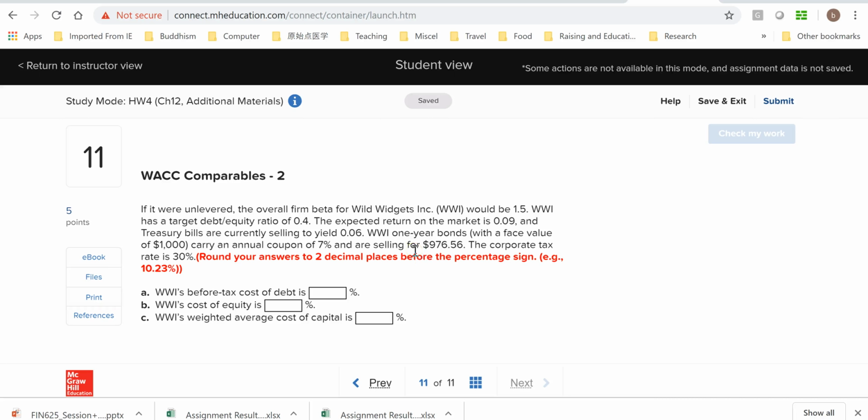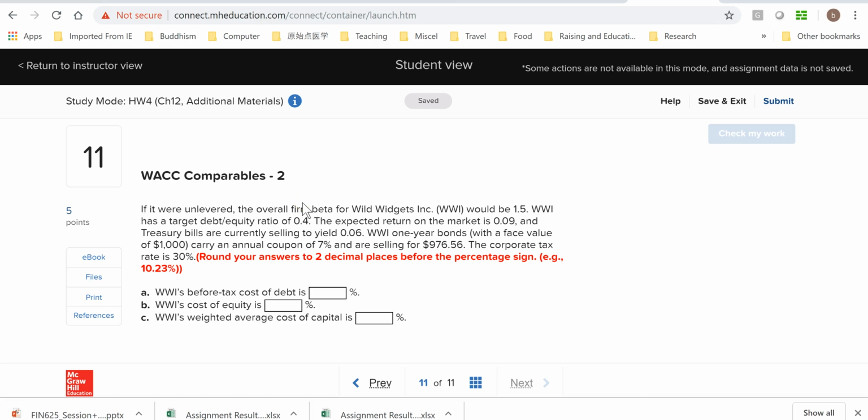This is question number 11 of homework 4. If it were unlevered, the overall firm beta for Wired Widgets Incorporation would be 1.5. So this first sentence tells us basically the asset beta, or beta 0. That's the equity beta when the firm doesn't have any debt. So when it's unlevered, the firm beta is the equity beta, because now the firm doesn't have any debt.